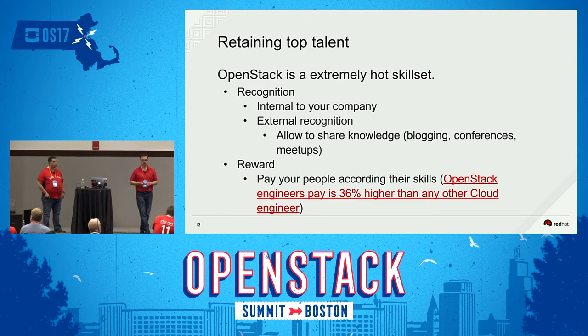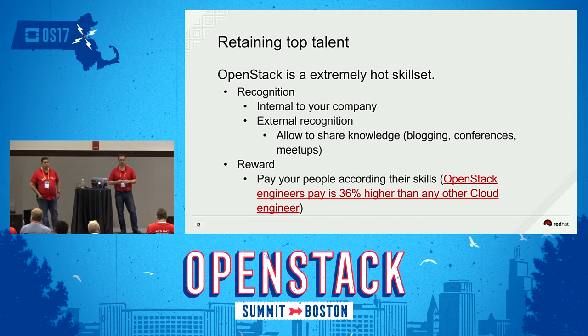And then retention. Again, we've talked about this. OpenStack is a hot skill set. It's easy to get hired if you can put OpenStack on your resume still. So you want to do what you can to retain these people that you've enabled. So recognition, internal to your company. I know that some companies have differing rules about how you can recognize externally, but at least recognize people internally. If you can, allow for external recognition. Allow people to go out and speak at OpenStack Summit. People should speak at meetups, do blogs, go to conferences, whatever it is. People like that, right? They like to build some notoriety for themselves in the public. And then reward them, right? At some point, you've got to pay these people. They become experts.